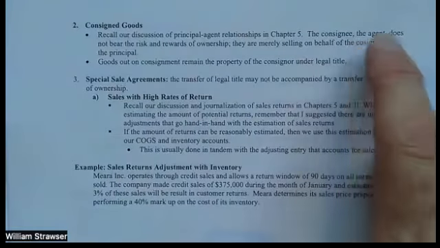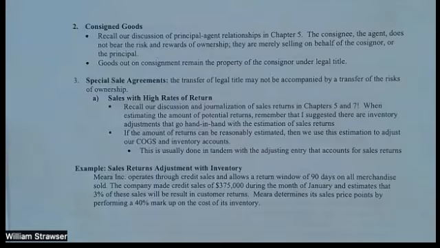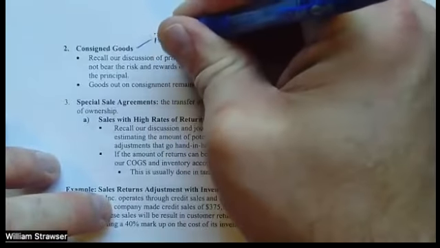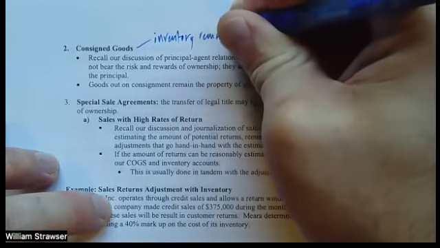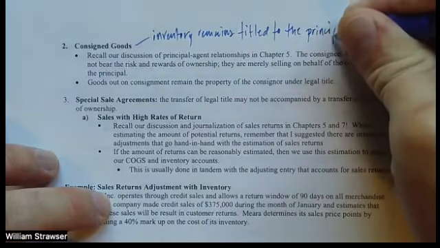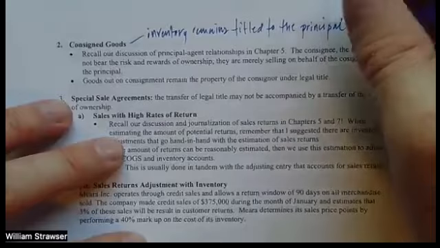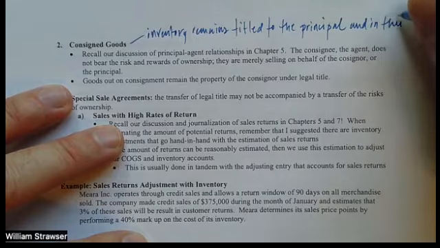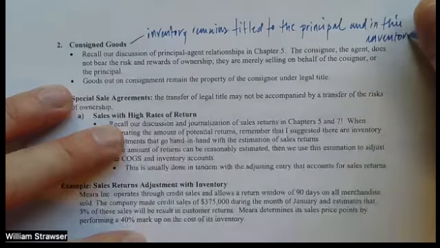So the person, the consignee, the agent, does not have the risks and rewards of ownership. They're merely selling it on behalf of the principal, i.e. the consignor. And therefore it's not their inventory, right? The inventory remains titled to the principal, the person who's having it sold on their behalf. And it's in their inventory.